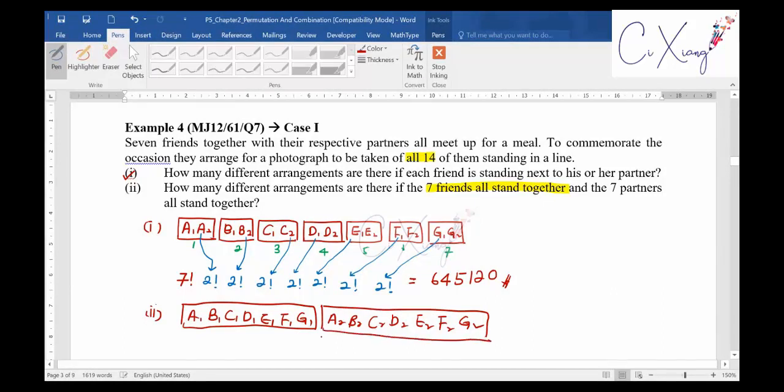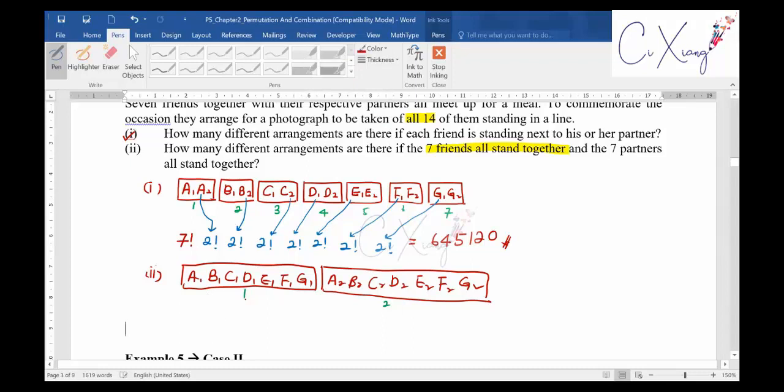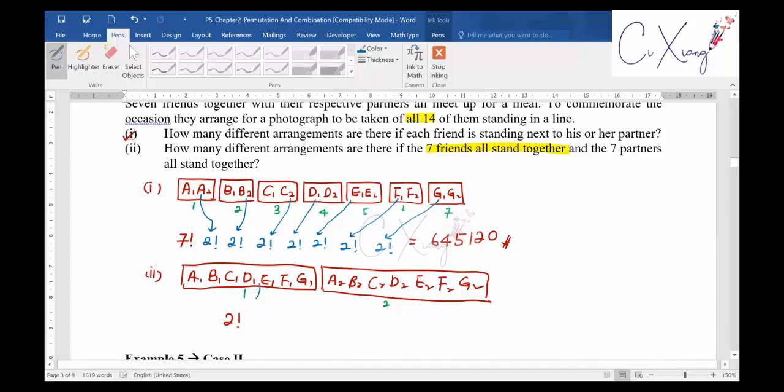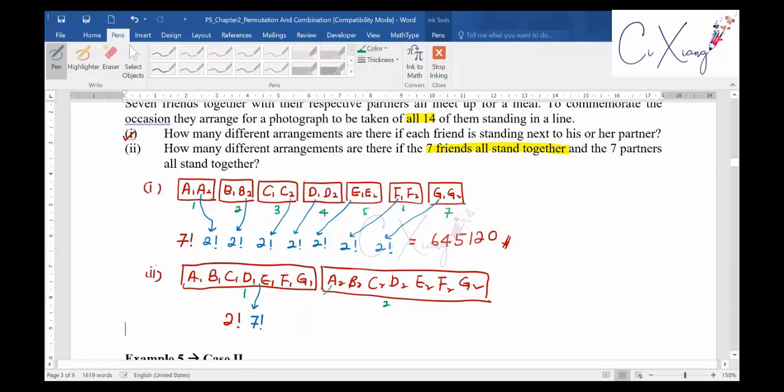Okay, so overall now, how many groups do you have? You're having 2 groups here, right? So this is number 1. This is number 2. Okay, so you're having 2 groups, so you multiply with 2 factorial first. And then for group number 1, all the members inside can change their position. So that means you're having 7 factorial. And then the same thing happens for the group of partners, so also multiply with 7 factorial. When you multiply everything, you should be able to get 50803200.